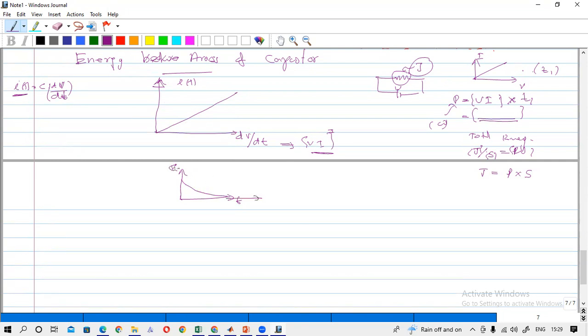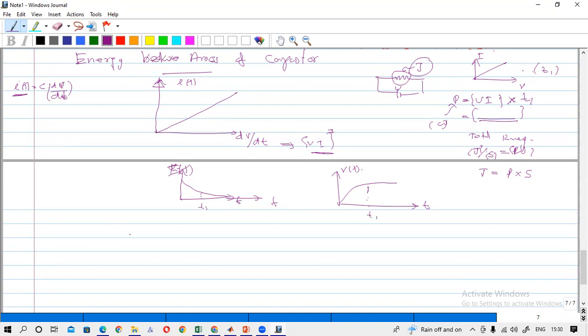This is the current i(t) varying with respect to time in this way, and the voltage is varying this way with respect to time. So you know this. Now you want to find the energy at some time T1.